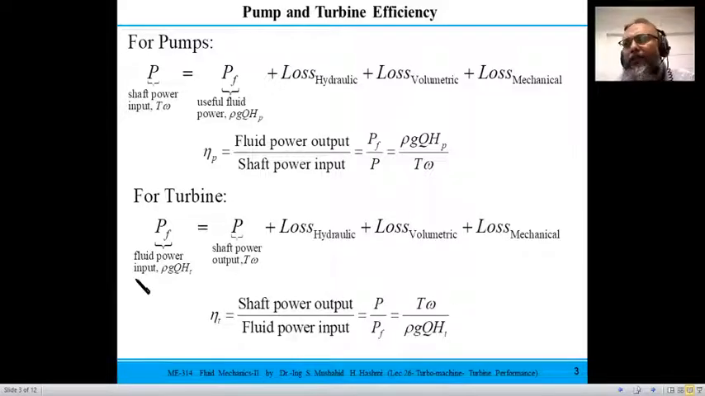So the turbine efficiency: the desired output in the turbine case would be the shaft power. The more the shaft power, the better your turbine. And for that shaft power output, what you need is a fluid power input. So your fluid power input would be that component, and your shaft power is that component. So just topple the formula, because in pumps and turbines the only difference is the output. Here fluid power is the output, there shaft power is the output. The rest of the things are exactly the same.